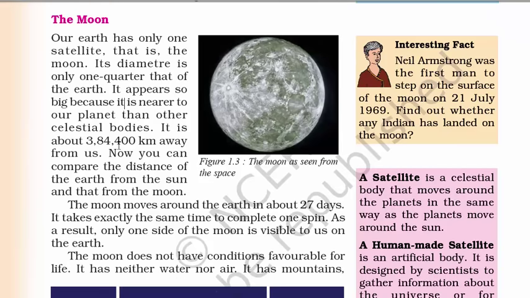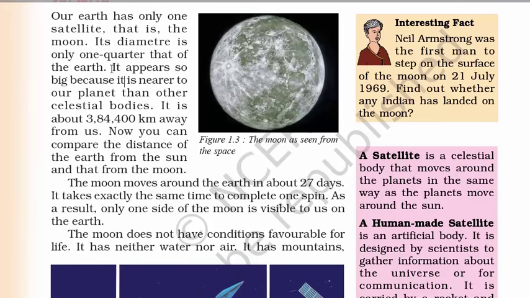Now coming to the Moon. Our Earth has only one satellite, that is the Moon. Its diameter is only 1/4 that of Earth. So the diameter of the Moon is 1/4 of that of Earth. It appears so big because it's nearer to us. It is about 384,400 kilometers away. That's a fact. Now you can compare the distance of the Earth from the Sun and that from the Moon.